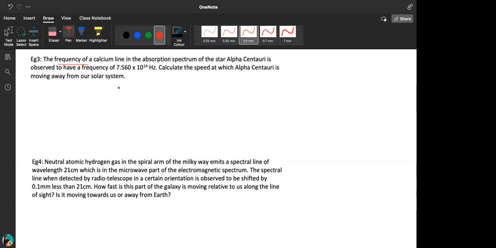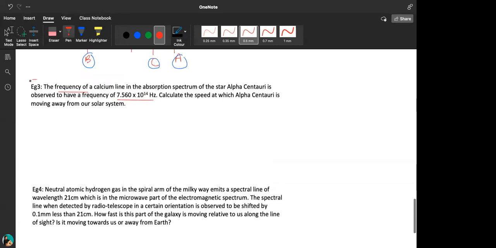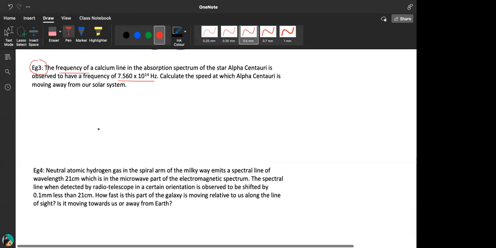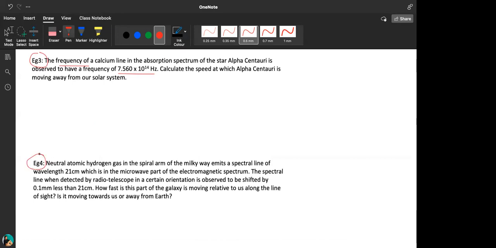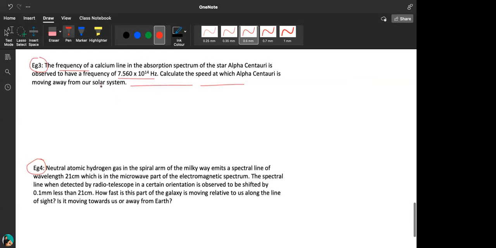Looks like this question is not complete. The frequency of calcium line in the absorption spectrum is observed to have a frequency of, calculate the speed at which it is moving away from us. Okay, I think this question is incomplete. Well, never mind. We'll do example 4. There should be more here. Okay, example 4.